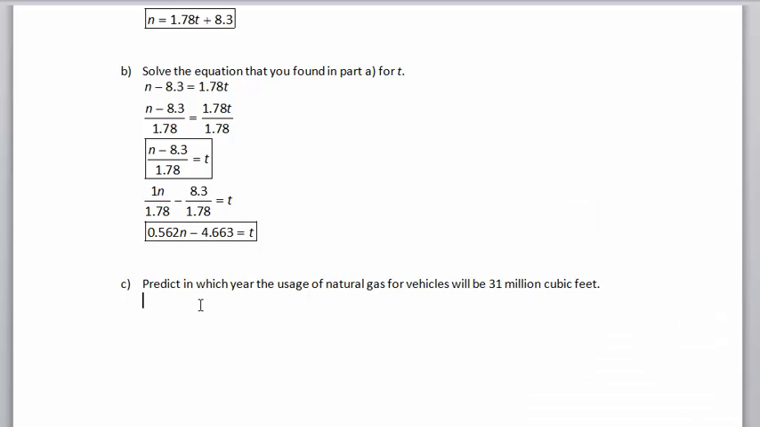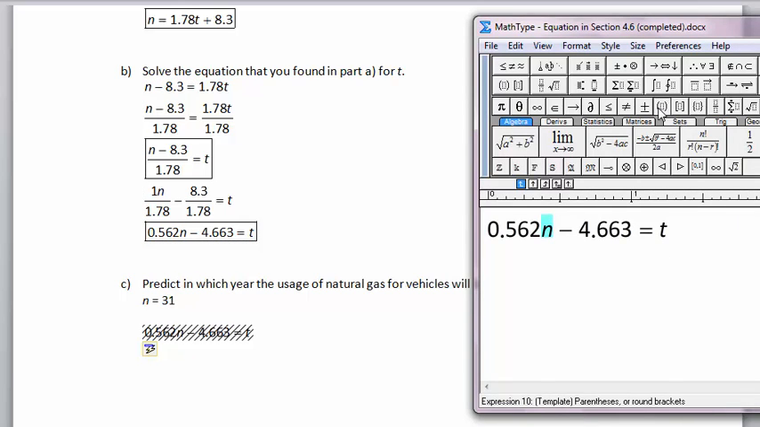In part C, I want to predict in which year the use of natural gas will be 31 million cubic feet. So I'm looking at having an n value here of 31. We're going to go ahead and use the equation that we found in part B, plug our 31 in for n, and find our t value. This is one of the reasons it's important to make sure that we use at least 3 decimal places of accuracy in the equation so that my answer is going to have some accuracy in it as well. Let's plug our 31 in for n.